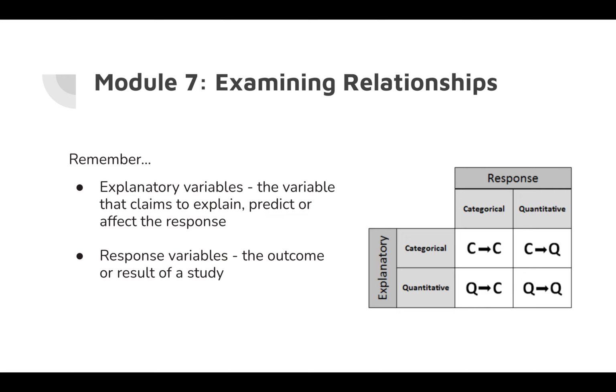Moving on to Module 7, which focuses on examining relationships between two variables, we must remember that there are two types: the explanatory variable, or independent variable, and the response variable, or the dependent variable. Here is also a table that illustrates the 4 types of relationships we can have, and we will now focus on 3 of them.